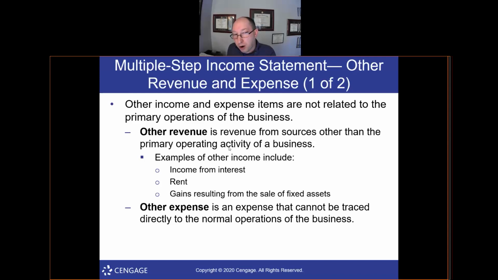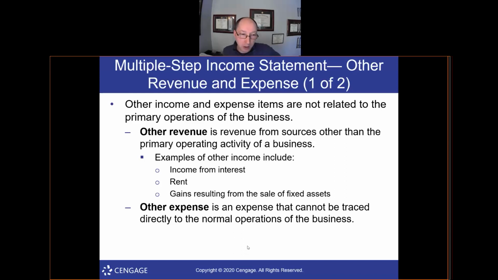Or we rent part of our office out to someone else. We sublease it. That would be other revenue for rent. Or we sold a property, plant, or equipment for whatever reason. That would be a gain from a sale of a fixed asset, classified as other revenue because it's not a part of the day-to-day operations of the business. But once in a while it happens, yeah? That's why I call it other revenue.